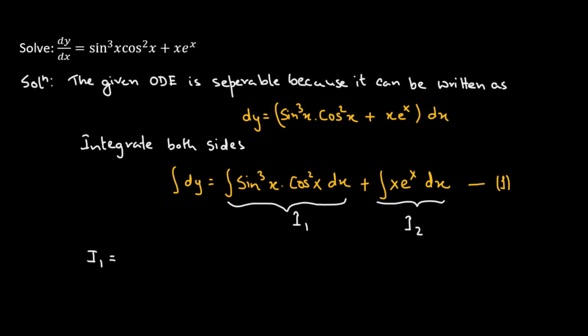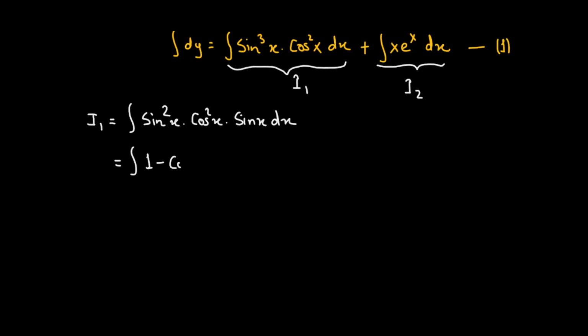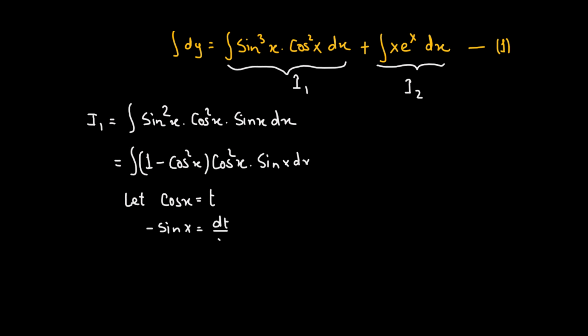The integral I1 can also be written as the integral of sine squared x times cosine squared x times sine x dx, such that we can replace sine squared x with the identity 1 minus cosine squared x, and we are going to use the method of substitution by using cosine of x equals t and differentiating both sides to get negative sine x equals dt over dx, or simply sine x dx equals negative dt, such that our integral now becomes the integral of 1 minus t squared times negative dt.